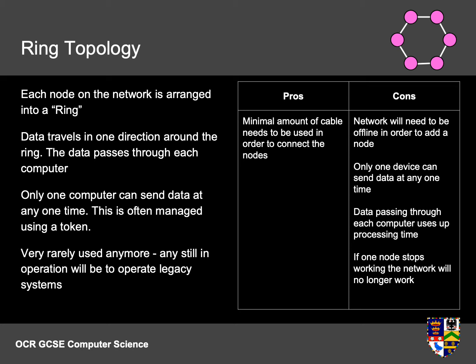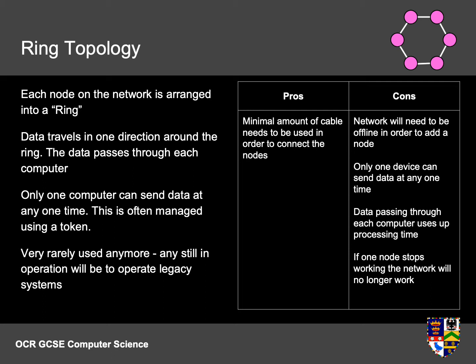Now, while the ring network has solved the issue of data collisions going across a backbone on a bus network, the solution is only one computer can transmit data at any one time. If you've got other computers on the network that require the use of the network, they're going to have to wait their turn. And because data has to pass through each computer, it takes up processing time on each of those computers, having to make the decision whether or not that data is for it or it needs to be passed on to the next computer.